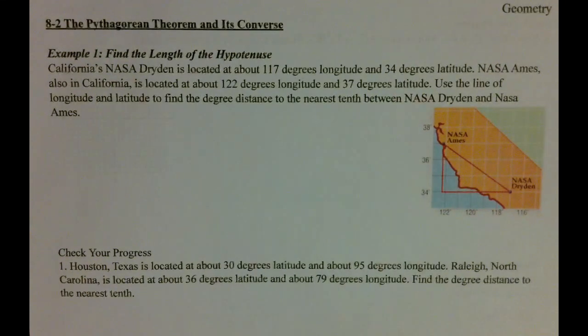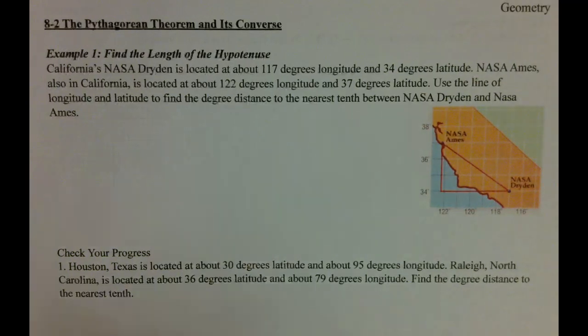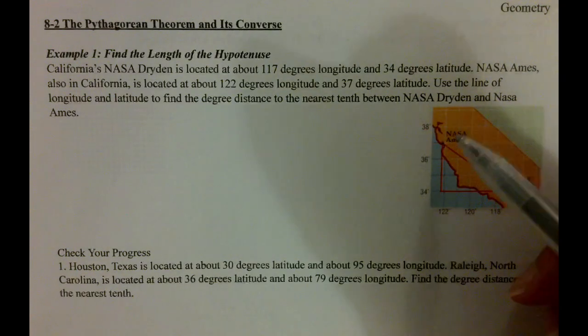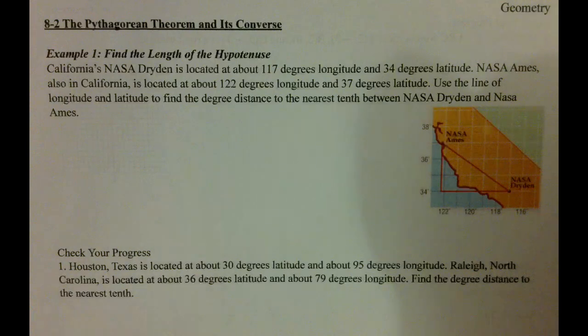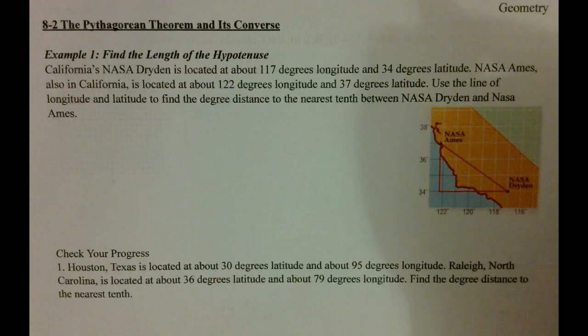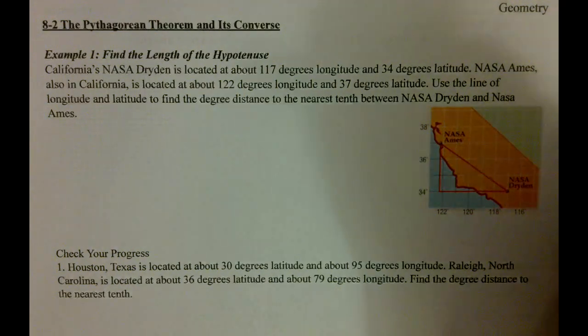California's NASA Dryden is located at about 117 degrees longitude and 34 degrees latitude. NASA Ames, also in California, is located at about 122 degrees longitude and 37 degrees latitude. Use the lines of longitude and latitude to find the degree distance to the nearest tenth between NASA Dryden and NASA Ames.